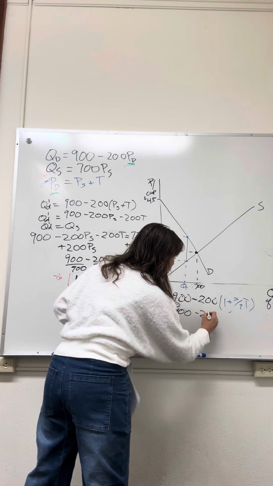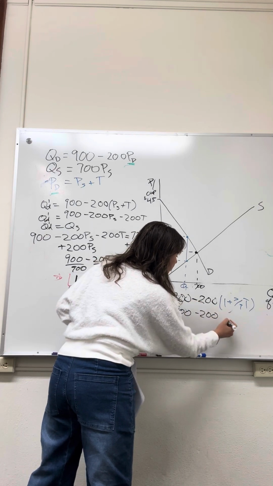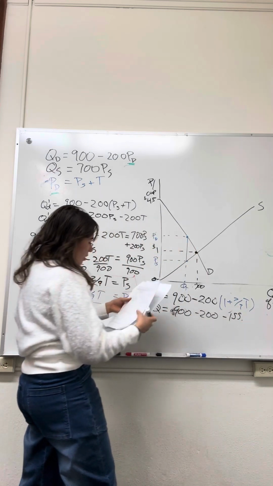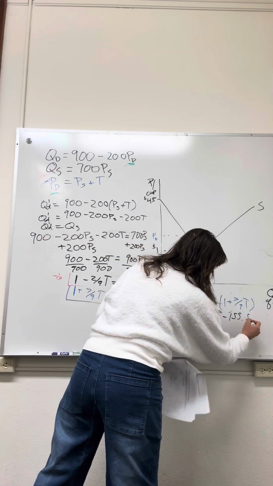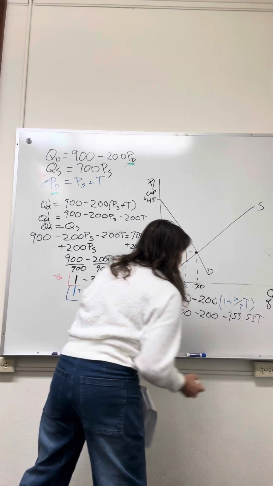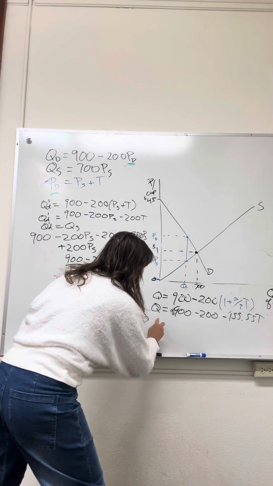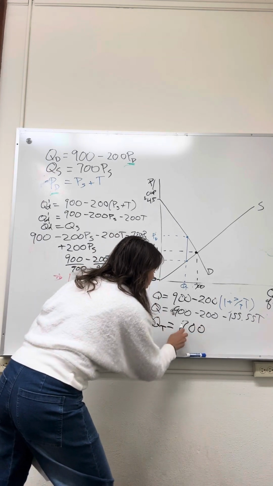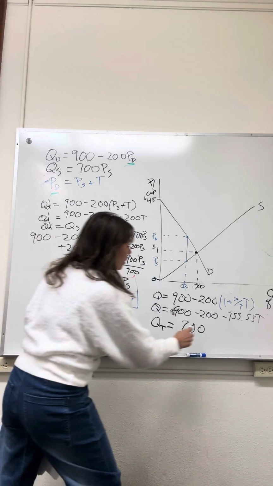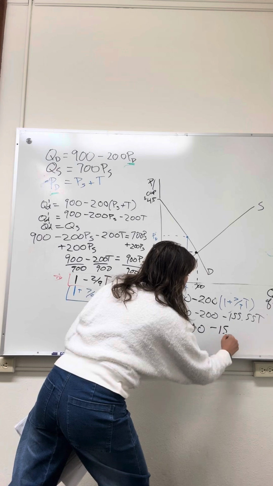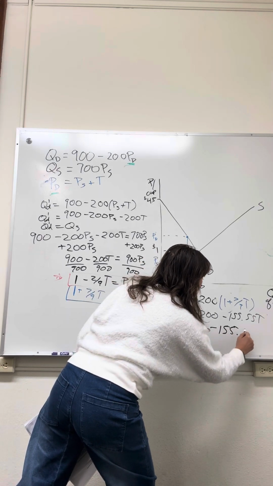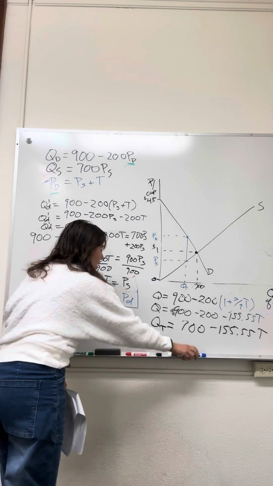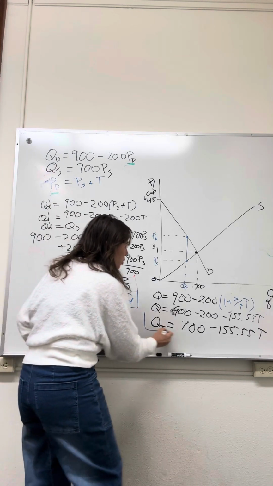900 minus 200 times 1, minus, this is something like 155.55 T. And so I'm going to reduce, and I get the quantity traded under the tax fluctuates around the free market quantity of 700, and it's reduced by some multiplier of that tax. And so again, another really important equation.